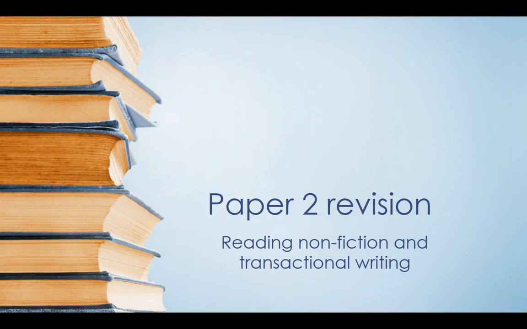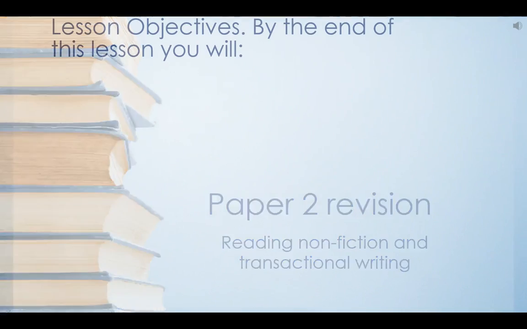In this lesson we're going to be revising paper 2, which is the reading non-fiction and transactional writing paper. We're going to be revising all aspects of the paper, although we're going to spend most of the time looking at section A, the reading section, because we've just finished doing the transactional writing, and so that's relatively fresh in your minds, but I will come on and just very quickly revise that right at the end of this session.